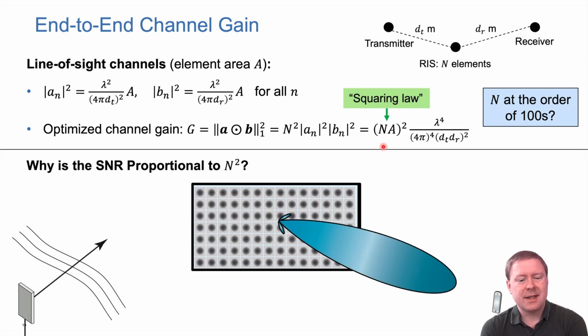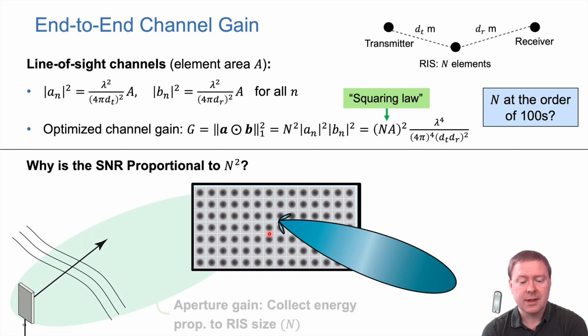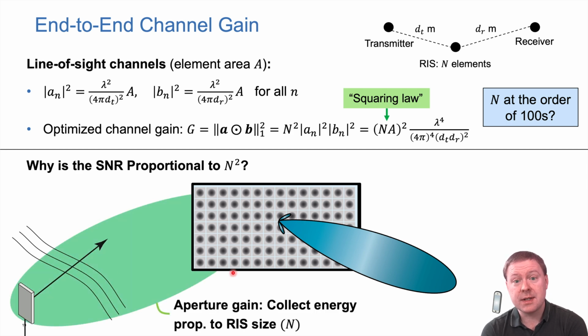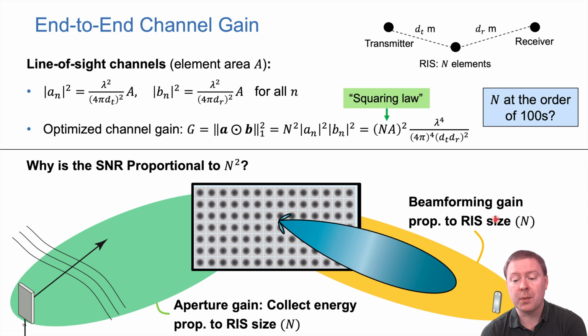Why do we get a signal to noise ratio that is proportional to the number of elements squared? Well, there are two things that are happening here. We are sending a signal from the base station towards the RIS, and the larger the surface is, the more energy it will collect. So we collect energy proportional to the size of the surface. And then each of the elements is phase shifting the signals, so it beamforms towards the receiver. And that is when we get the beamforming gain proportional to how many elements we have. So we have N for the reception and N for the retransmission of the signal.